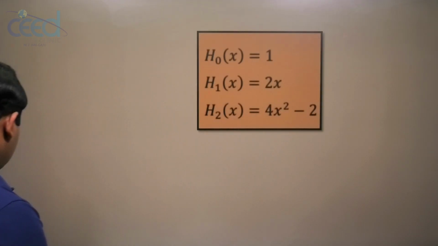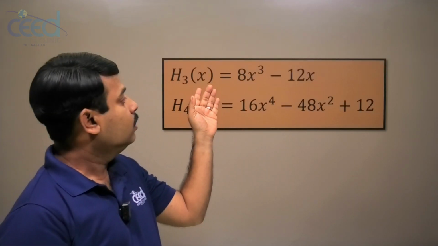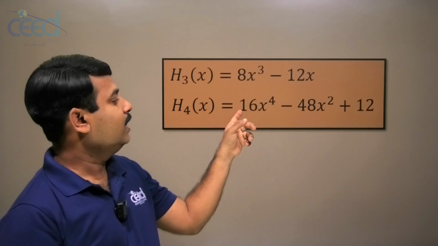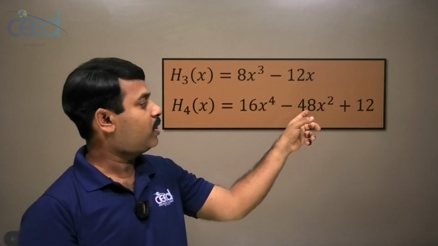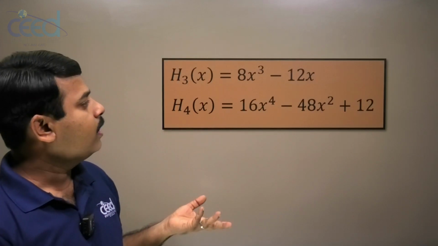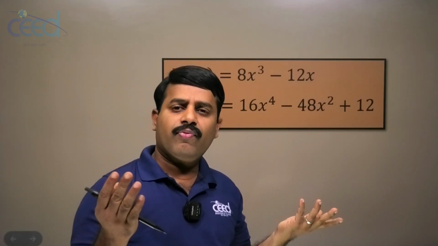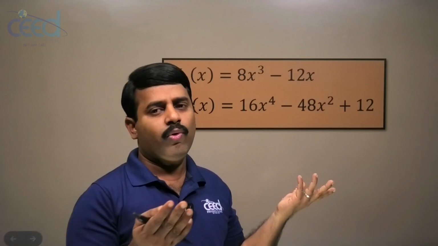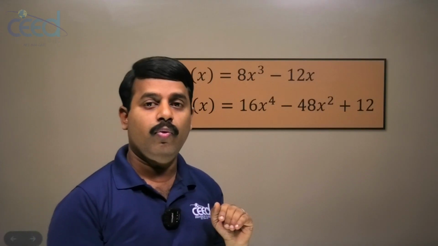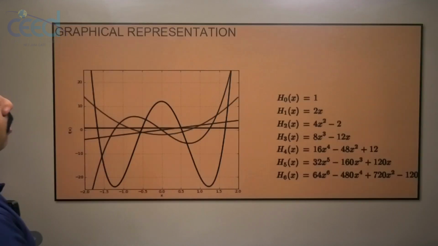Now similarly, h3 of x you can calculate, 8x cube minus 12x, and h4 of x you can calculate, 16x raised to 4 minus 48x square plus 12. The first 3 values you should know by heart, and if any other values are asked, we can find them from recurrence relations. We have a lot of ideas to find different higher order values of Hermite polynomials. We will discuss that. Now let us go to another section.